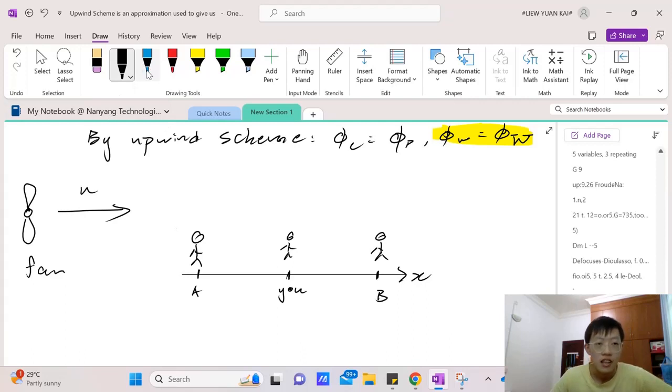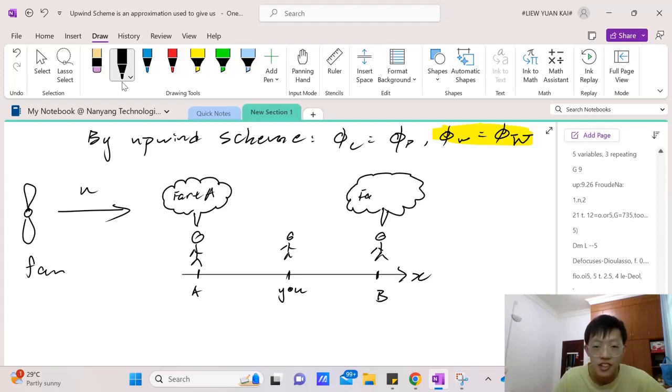Let's imagine that both these persons take a fart. Yes, a fart. So person A farts, so we have fart A, and then person B takes a fart. Both of them take a fart at the same time. So fart B. Because of this flowing wind, these farts are going to get blown to the side. So whose fart are you likely to smell? Are you going to smell person A's fart or person B's fart? Because the wind is blowing in this direction, it's going to blow away.